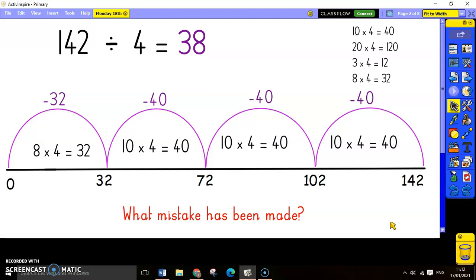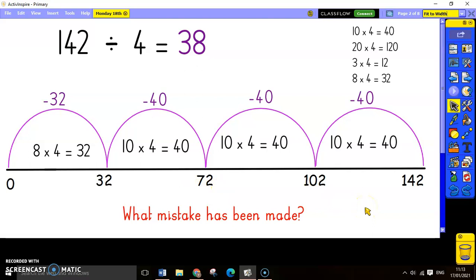Wow, how did you get on? I can see this person's done a really good job here at the chunking method. They've put their key facts up here in their thinking bubble, and they've tried to take big chunks of 10 away. The problem is here. Have they done 102 subtract 40 correctly here? I wonder if you could do a column subtraction to see if they were right.